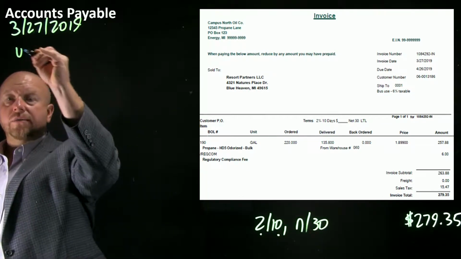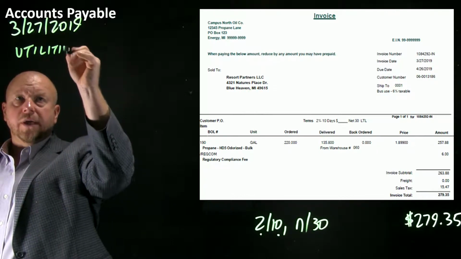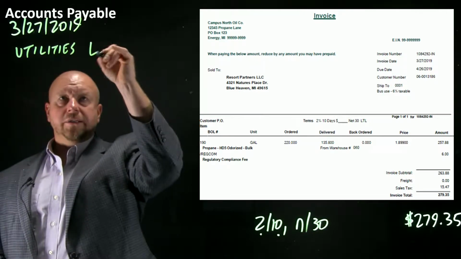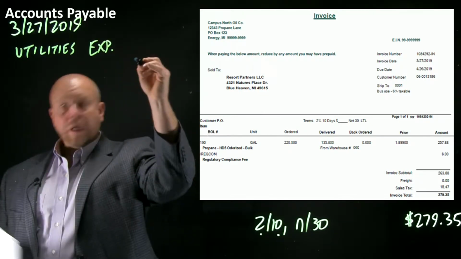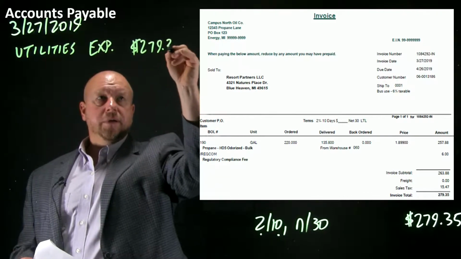And so in this case, we're going to just keep things simple. And I'm going to debit an account called Utilities Expense because we certainly did incur an expense.